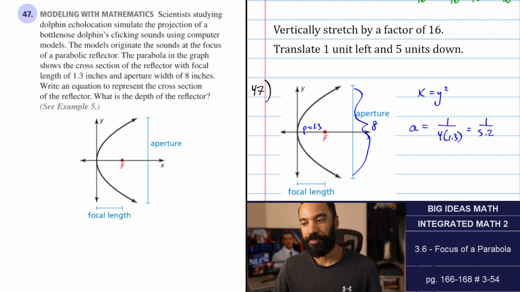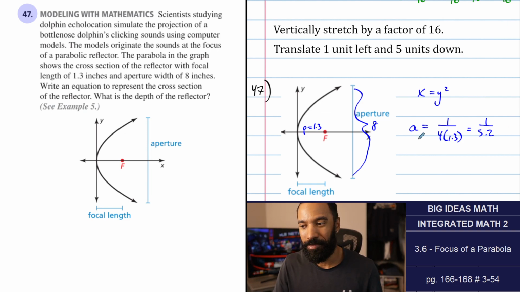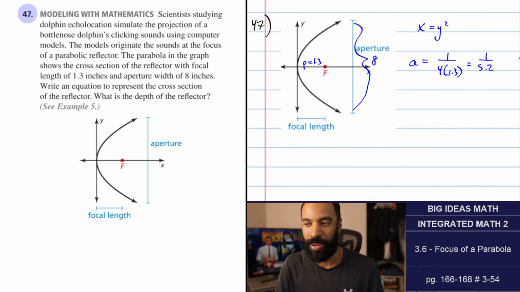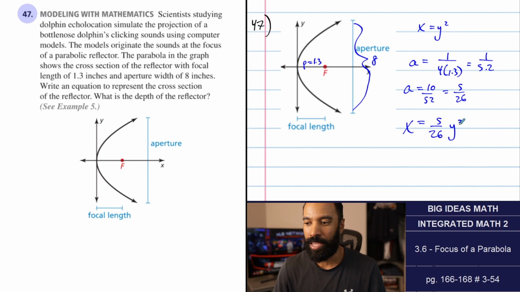5.2. Now, that's probably an accepted answer in some levels. I do not personally like decimals and fractions, so I'm not going to write it like that. If I multiply everything by 10, that becomes 10 over 52, and if I divide those by 2, you get 5 over 26. So I'm going to write it like that. This will be x equals 5 over 26 y squared. That's going to be my equation.